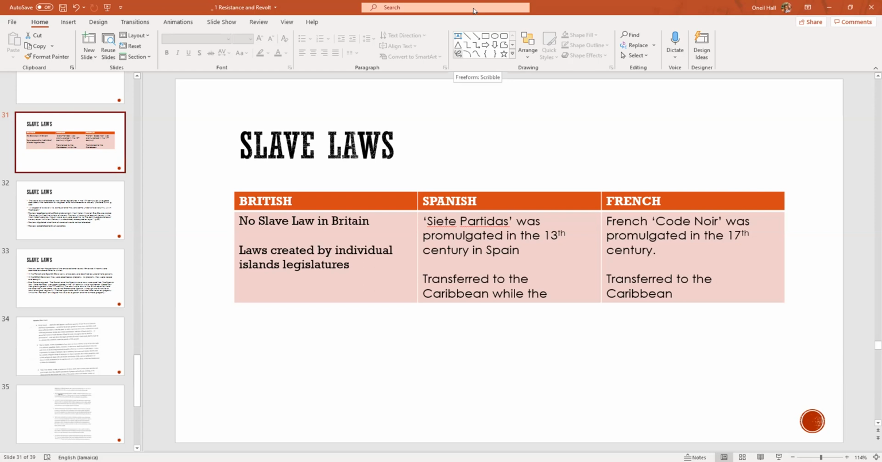I'm not collecting it. I'm not going to mark this. All the groups would have presented on the different slave laws. So what you're going to do is put British, Spanish, and French. I'm not collecting this work. It is imperative upon you to do it, so I'm encouraging you to do it.